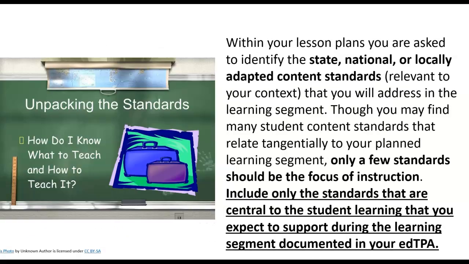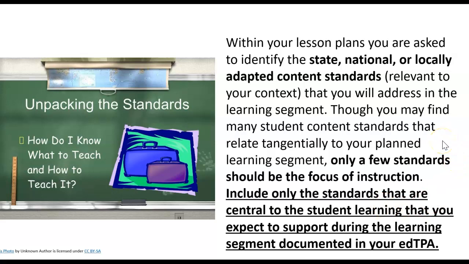So you will need in your lesson plans to make sure that you identify what standard you're using. And you should get your standard from your mentor. It needs to be a state, national, or a locally adopted standard. And it's, of course, relevant to your context.